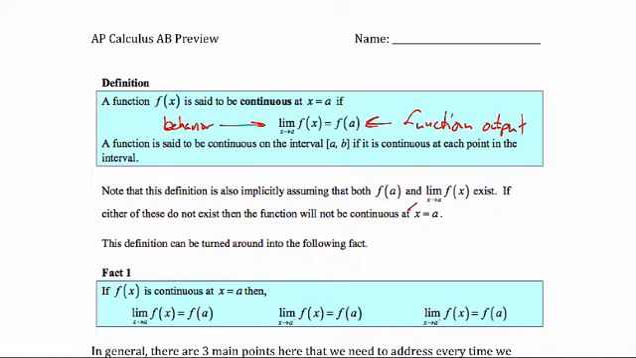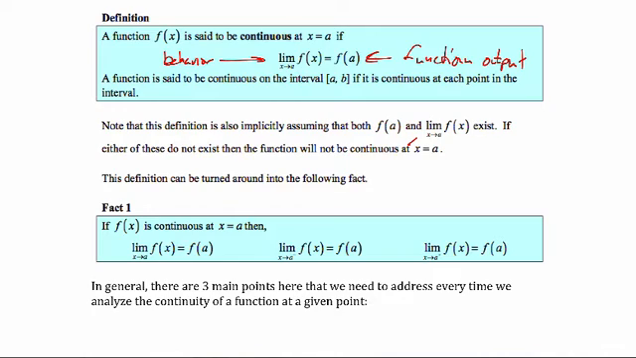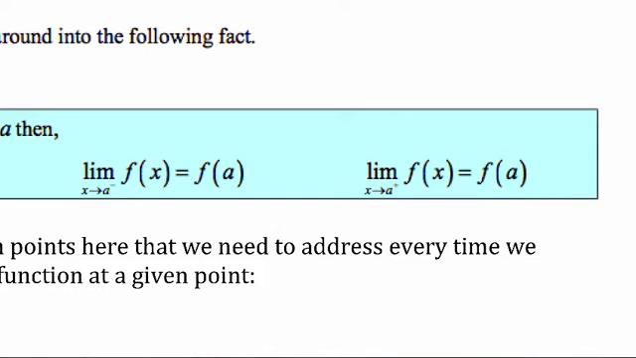So this definition can be turned around into the following fact. So f of x is continuous at the coordinate x equals a if the limit as x approaches a of f of x equals f of a. These next two look really similar. In fact, they all look pretty similar until you zoom in.